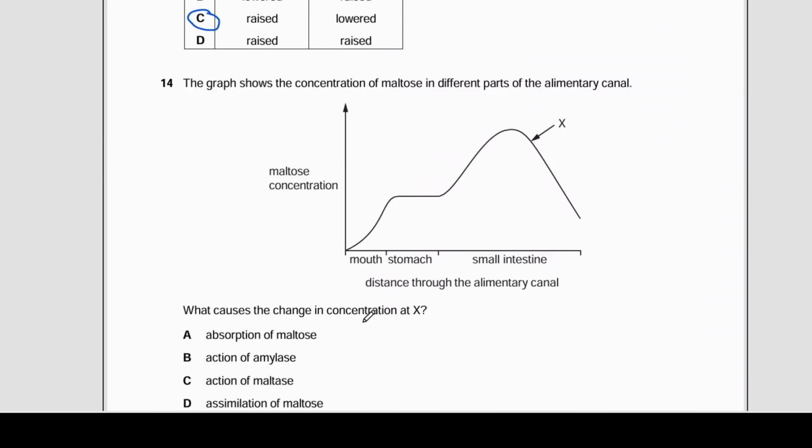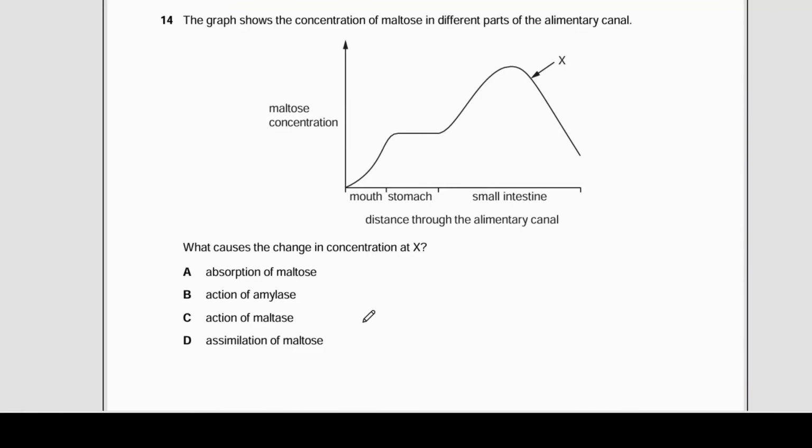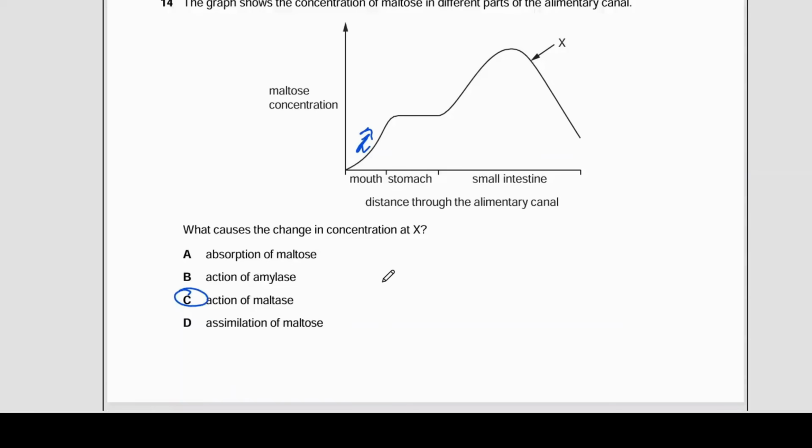The graph shows the concentration of maltose in different parts of the alimentary canal. So mouth, stomach, and intestine has the highest one. Since we have amylase enzyme over here, amylase converts starch into maltose. That's why the maltose concentration is highest in the small intestine, right? I've already told the answer. Okay, what causes the change in the concentration at X? Action of maltase, it decreases because maltase works on it.